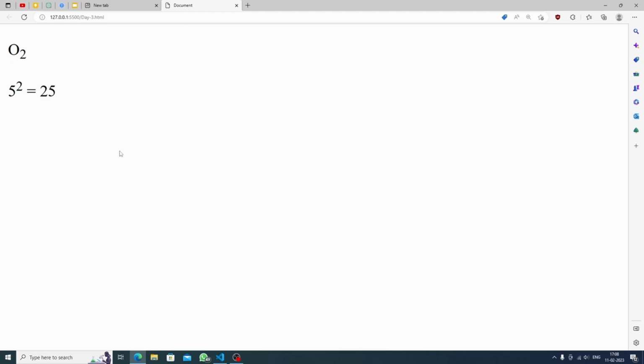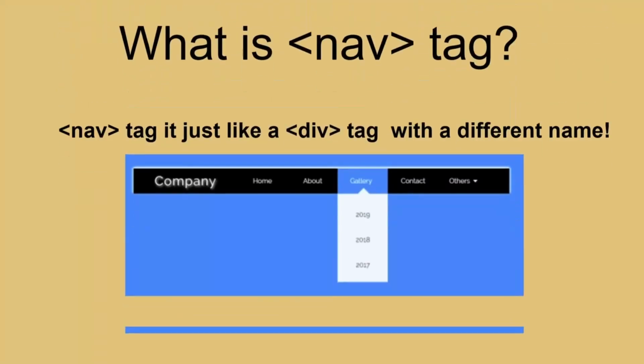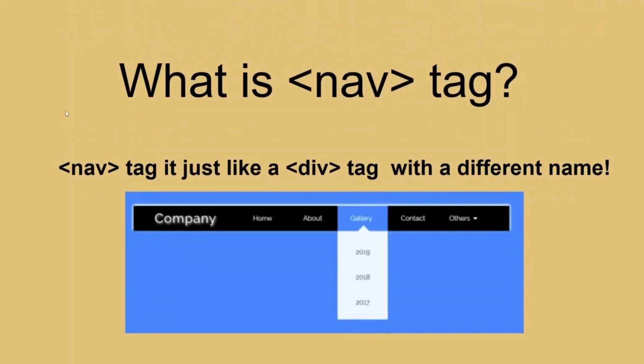Now we'll move ahead. So this will be the last part of our today's session. So now what is nav tag? Nav tag is just like the div tag but with a different name. Okay, when we see some options above our computer screen, so this will be the output. So this is the nav bar. So it's just like the div tag but with a different name. But when we are making this kind of layout, recommended is this nav tag.